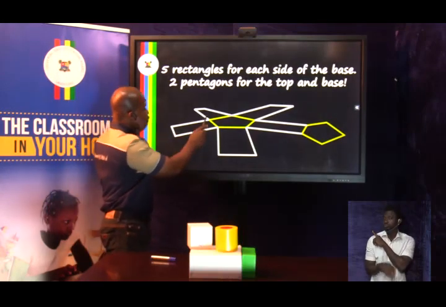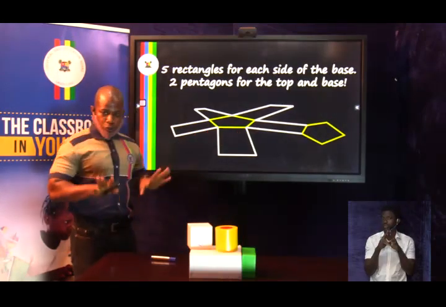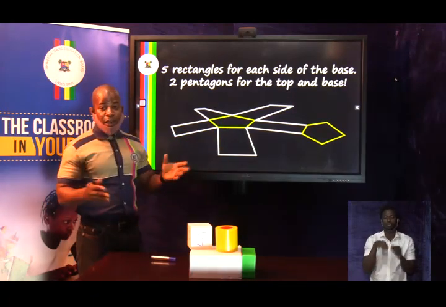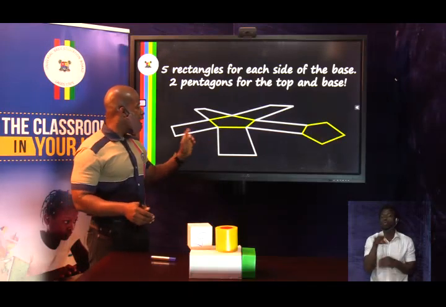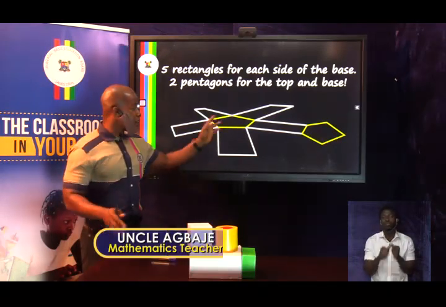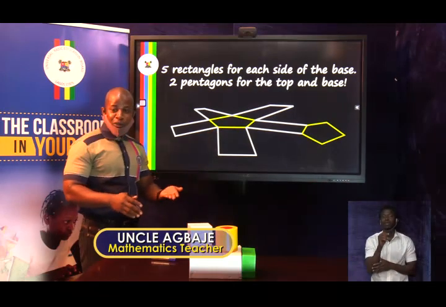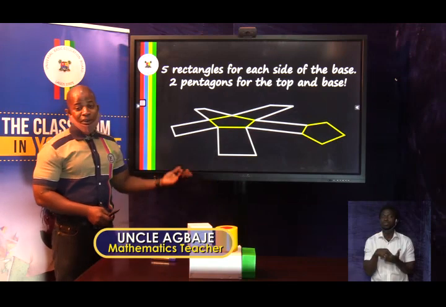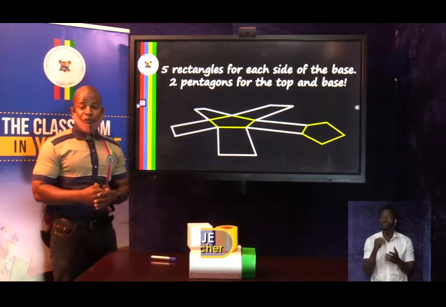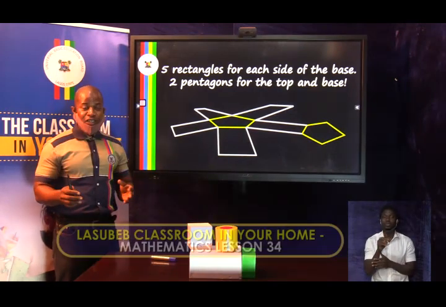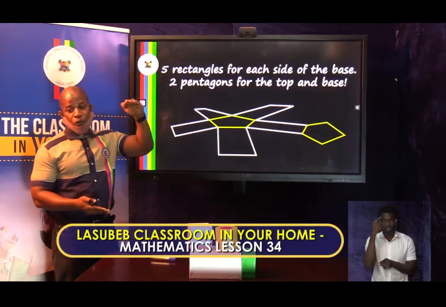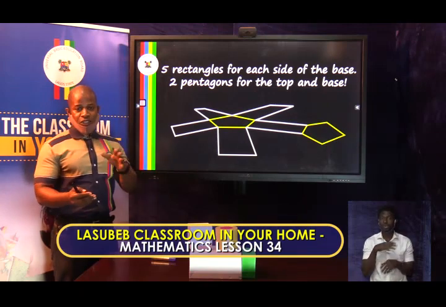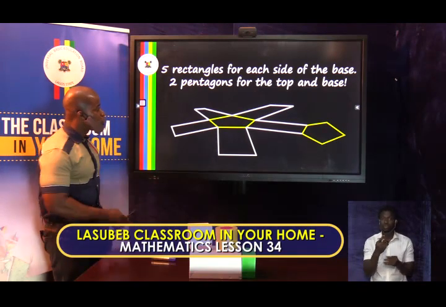So you see 1, 2, 3, 4, 5 rectangles must be there. Then the top is a pentagon, the bottom is a pentagon. So in all, you will have 5 rectangles for each of the 5 sides of the pentagon, then 1 pentagon below and 1 pentagon above. And you have the net of this prism, a pentagonal prism. So when you want to draw your own net, just imagine what shape is on top and what shape is on the bottom. They must be part of the net. Then how many sides does the shape have? That will give you the number of rectangles you will have.